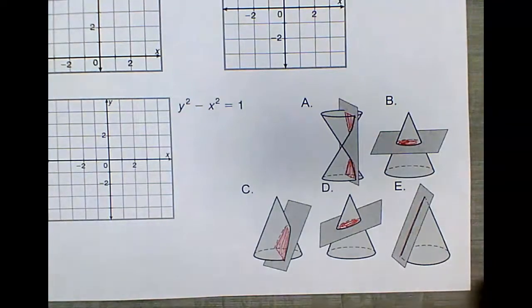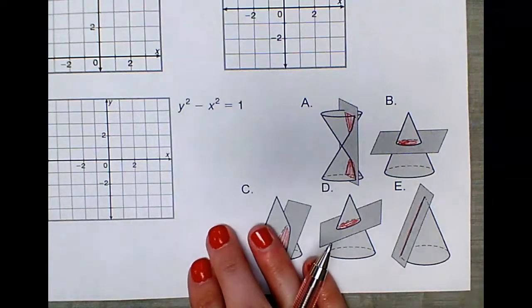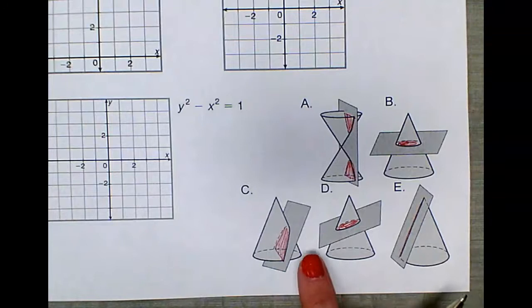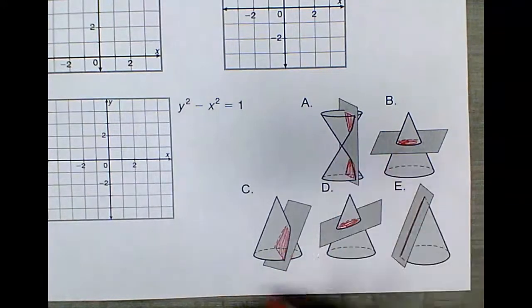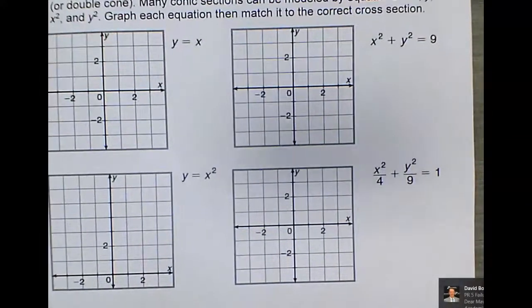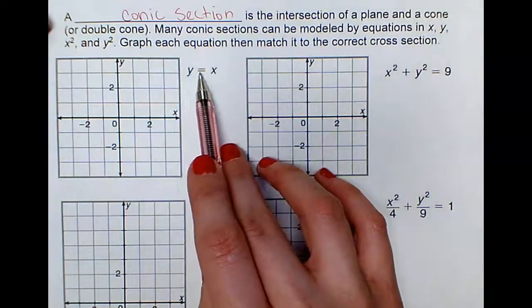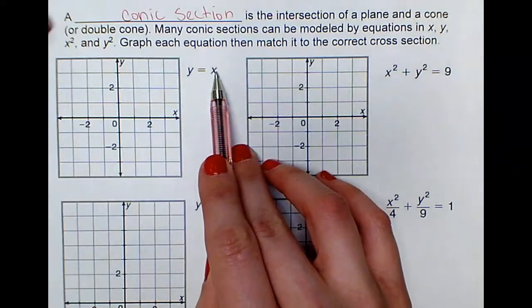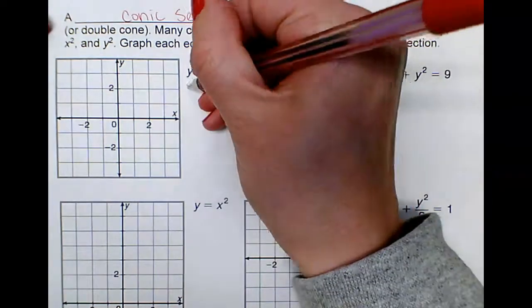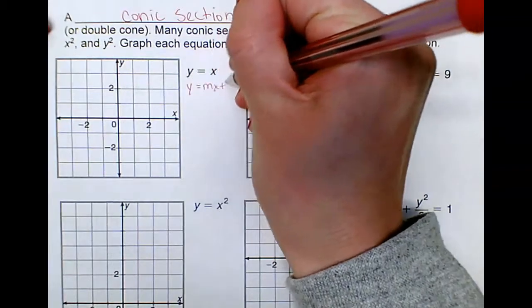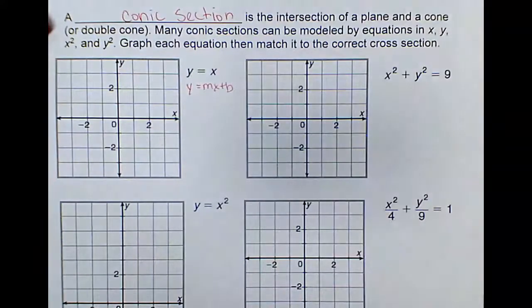So now I'm going to go to my graphs. Each one has an empty graph and an equation, so I'm going to graph my equations, and then I'm going to try and match them to my respective conic section. So in the first graph, this is the equation y equals x. This is the linear parent function. It models all of my lines that can be written in any form, particularly y equals mx plus b, slope-intercept form. Many students are familiar with that.